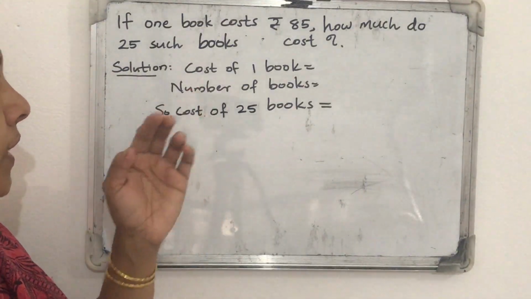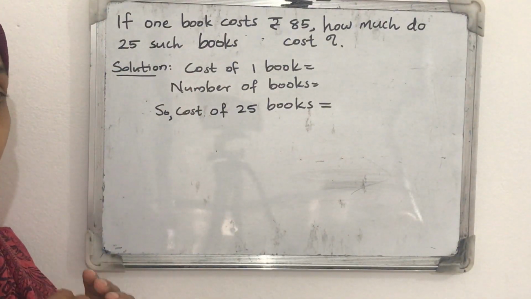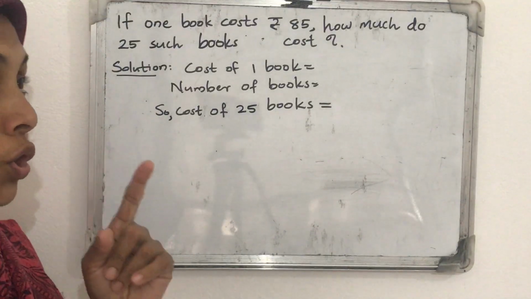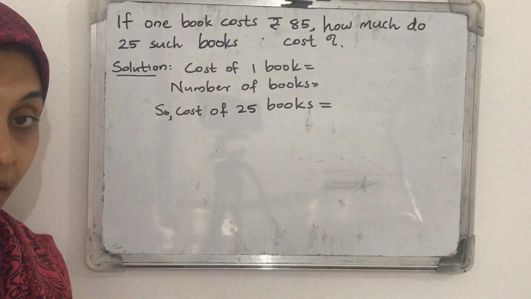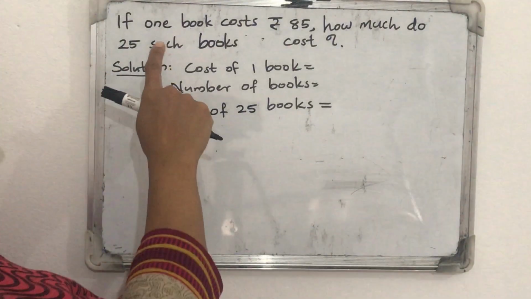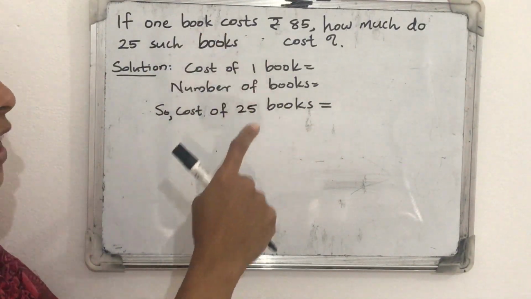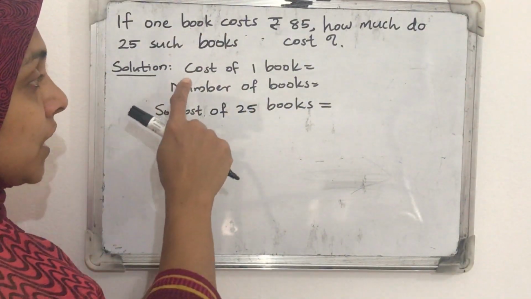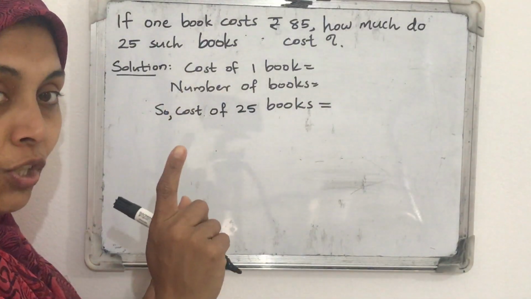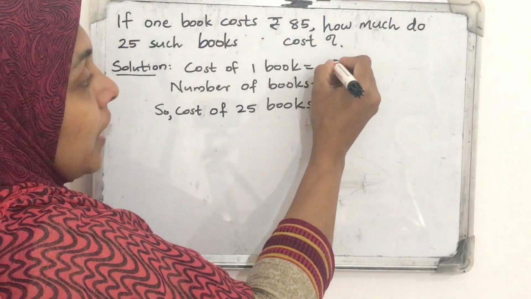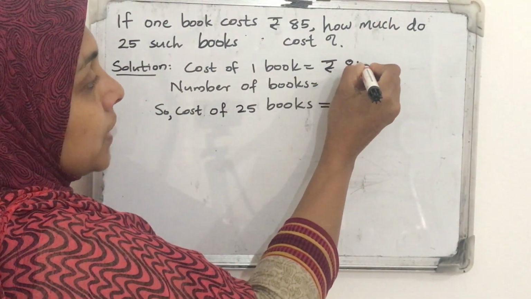Okay, so first step, we can write what is the given information here. Cost of one book is given. What is the cost of one book? That is given. If one book costs 85 rupees, so first we can write the solution. Cost of one book equals 85 rupees.